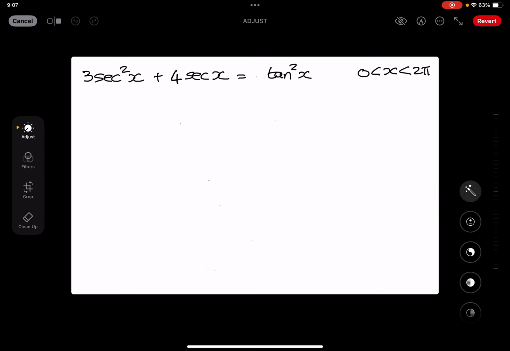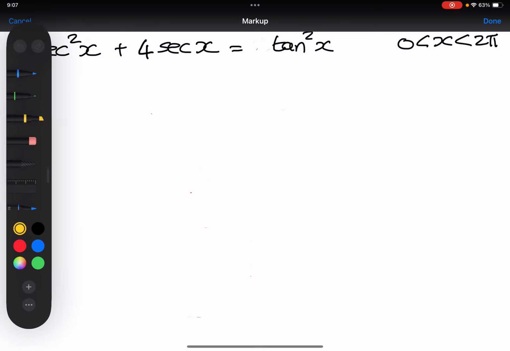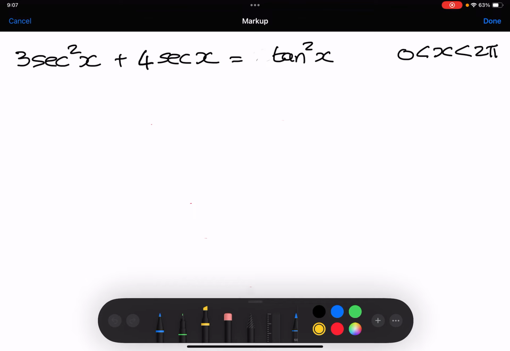Last example for this video. We've got the equation 3 sec squared x plus 4 sec x is equal to tan squared x, and we're in radians.